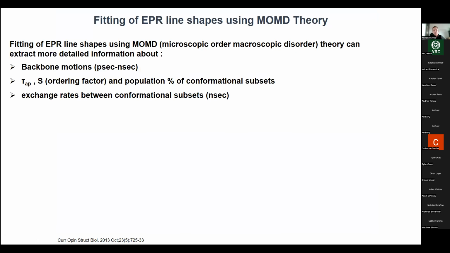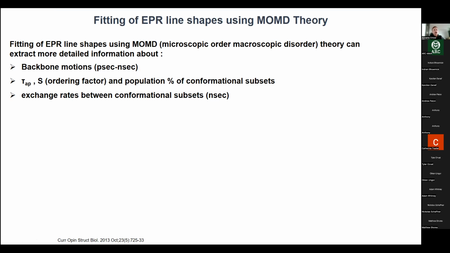You get an even more detailed picture of what's going on at the single positions if you go through the trouble to actually fit the EPR line shape using microscopic order and macroscopic disorder theory. That gives you an idea about actual backbone motions if they are in the pico to nanosecond timescale. You get the apparent rotation correlation time and an ordering factor between 0 and 1 that tells you how extreme the spin label is packed.